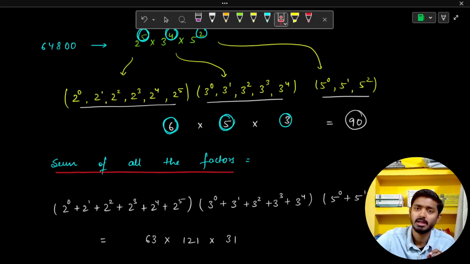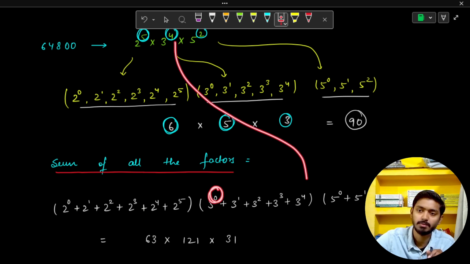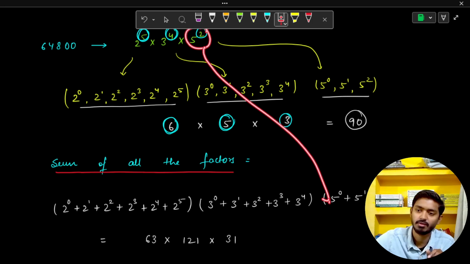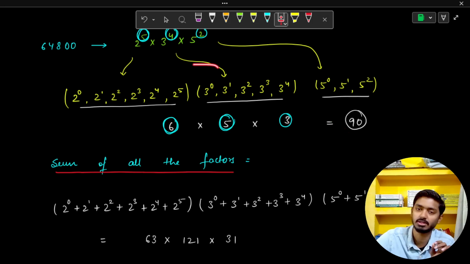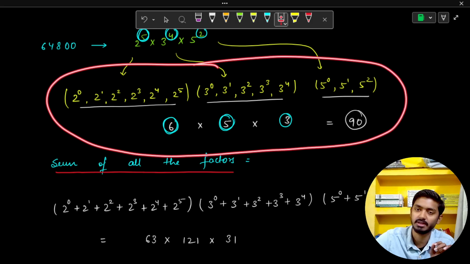Let me explain that once again. You take all the factors of 2 from 0 all the way up to 5. Again, you take all the factors of 3 from 0 all the way up to 4. Factors of 5 from 5 to the power 0 all the way up to 5 to the power 2. You add them up, you multiply, you get the sum of all factors. You don't need to do all of this every time. Okay.